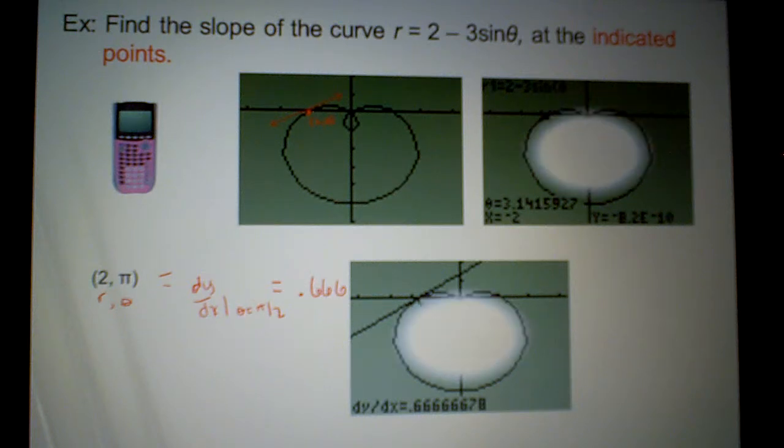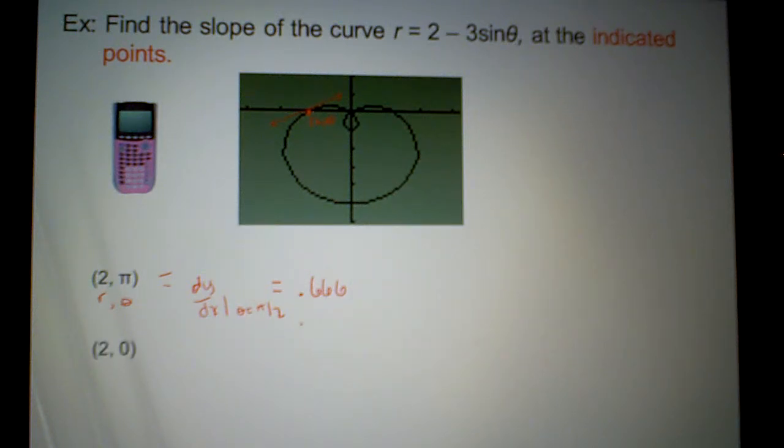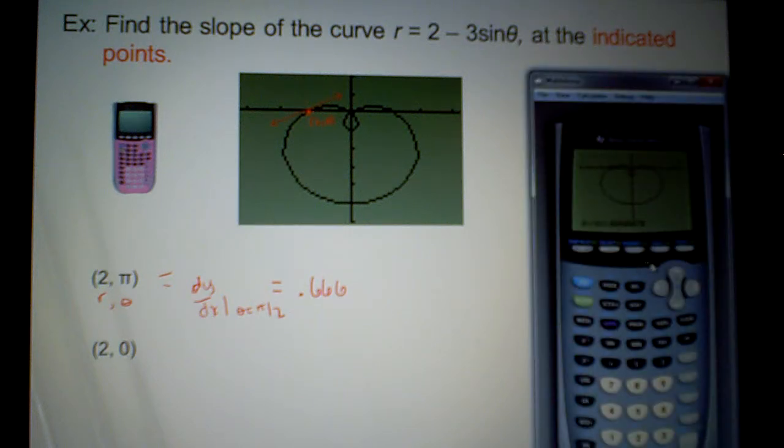So now if I give you other points, just plug and chug. What about at 2, 0? Well, at 2, 0, theta is what?